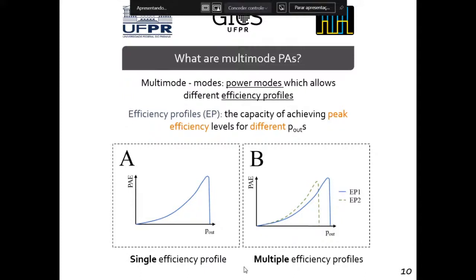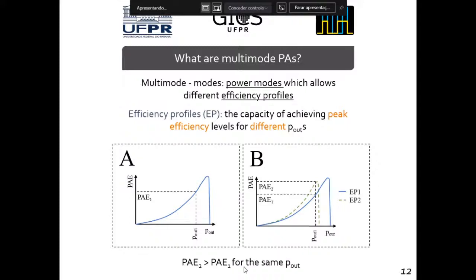However, when the power amplifier is capable of achieving multiple efficiency profiles, it is called a multimode power amplifier. If the output power is set to a fixed value for the efficiency profiles described in A and in B, the power amplifier in B is capable of achieving higher efficiency as its second efficiency profile achieves peak efficiency levels while power amplifier A does not.